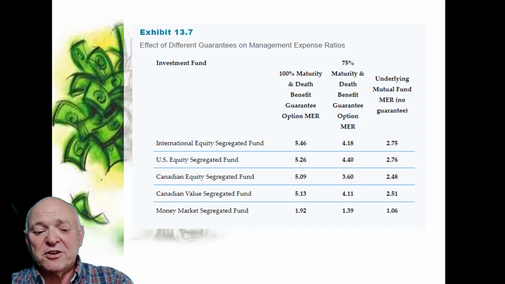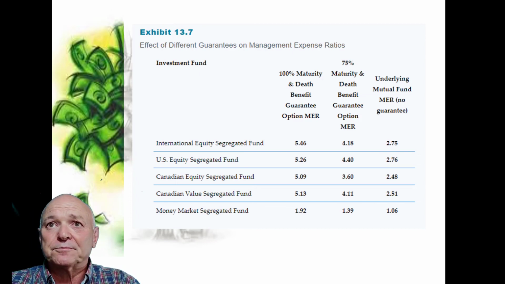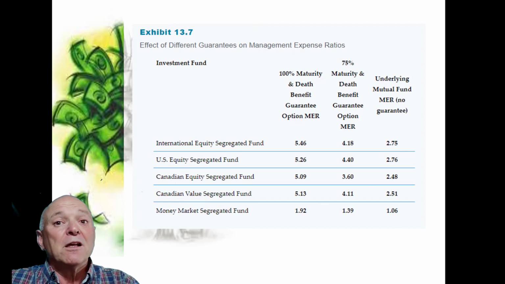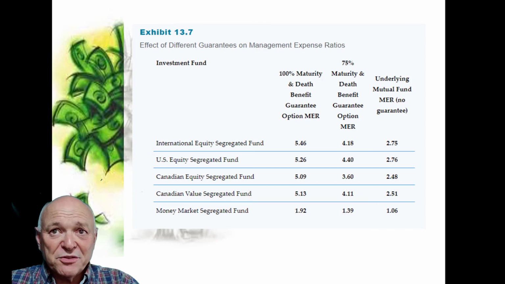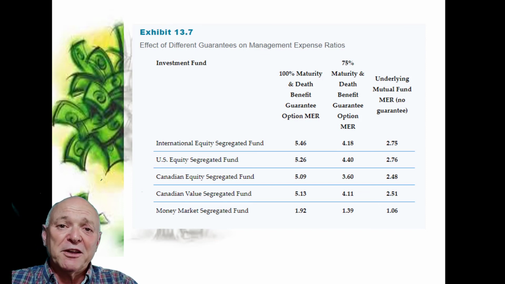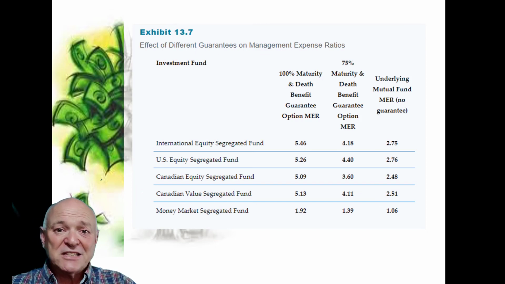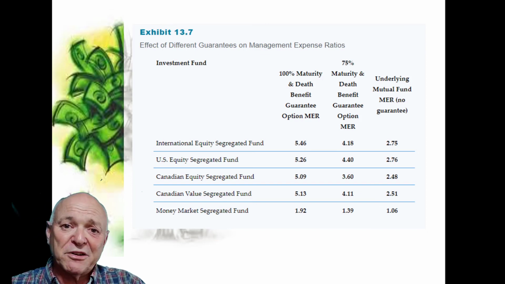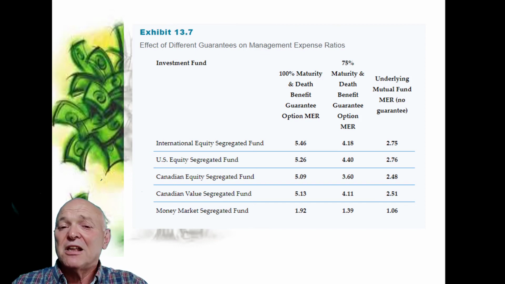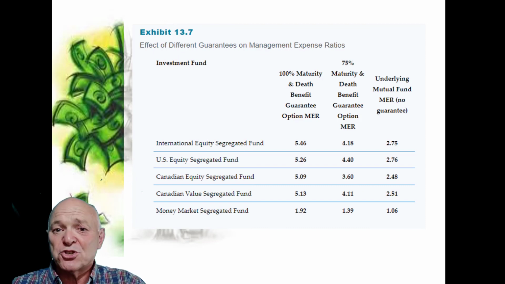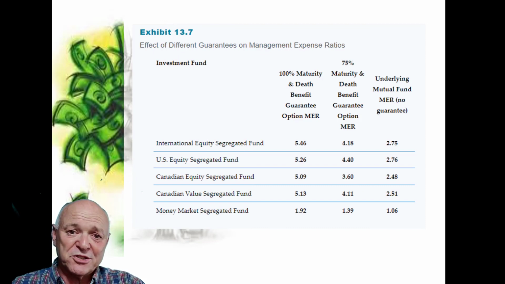For this particular example, we have segregated products with 100% maturity and death benefit. You're guaranteed 100% of your principal back. Quite notably, for most of these funds, there is a very high management expense ratio, about 5%. So yes, you have a guarantee, but you also have a fairly high cost of running the fund. And essentially, half of that cost is the insurance cost. It's an insurance premium that's built into the cost of the fund.